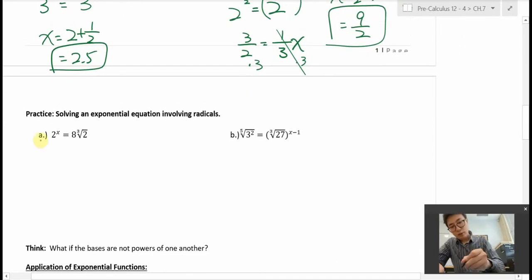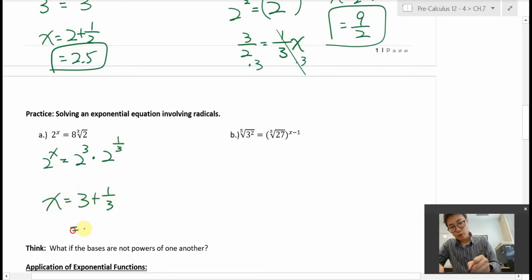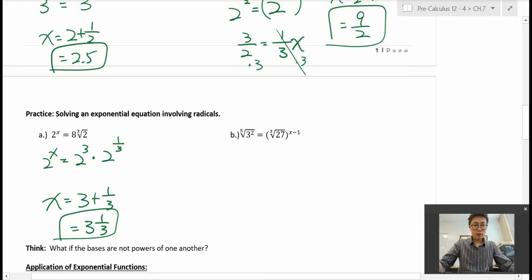Okay, hopefully you're finished. I will show you this. This would be 2 to the power of 1 over 3. So x would equal 3 plus 1 over 3, which is, you can leave it as 3 1/3, that's fine. 10 over 3, 3.3 repeating, all the same thing, okay?